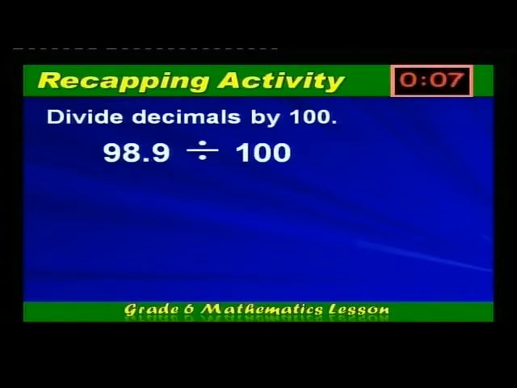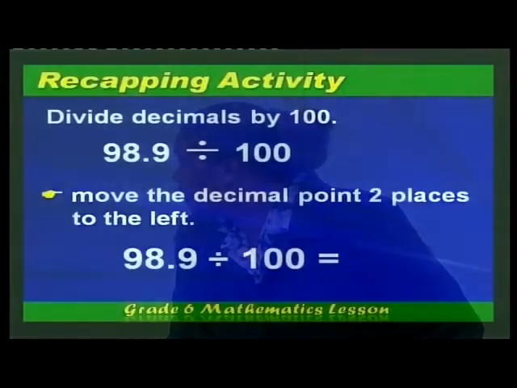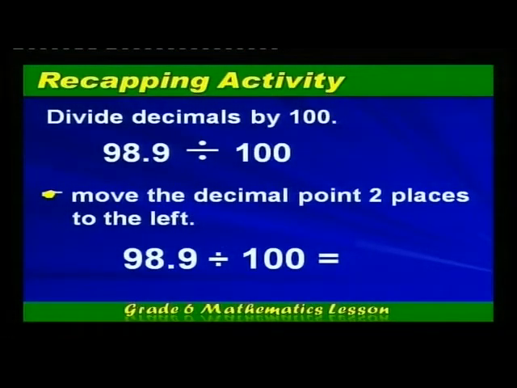Okay, 1 minute is up. Anyone with an answer? 0.989. Excellent, 0.989. Let's look at the working out. We have 98.9 divided by 100. You will move the decimal point 2 places to the left. So your answer will be 0.989.